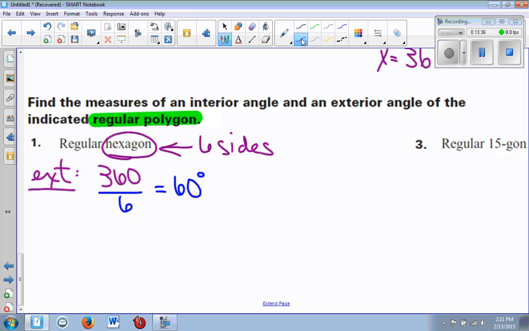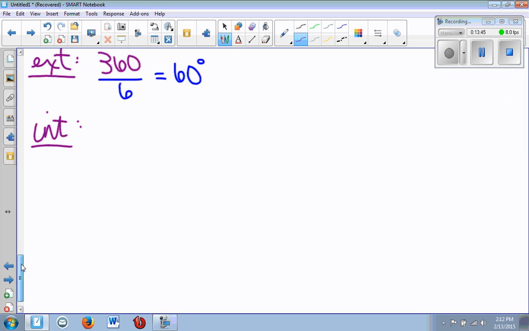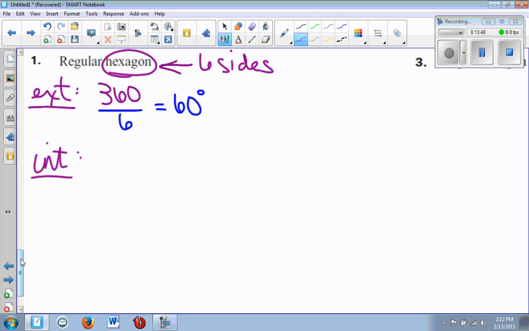The interior ones are a little harder to figure out. So the first thing we have to figure out is, well, what would all of the interiors sum to? So what would they add up to? That's going to be done by doing our formula, 6 minus 2 times 180. When you do that, you get 720. Now again, that doesn't tell you what each angle is. That tells you what they all add up to be together. So I'm going to do the exact same thing as I did above. I'm going to split that 720 6 equal ways. Splitting that 6 equal ways gives me a single angle of 120 degrees.